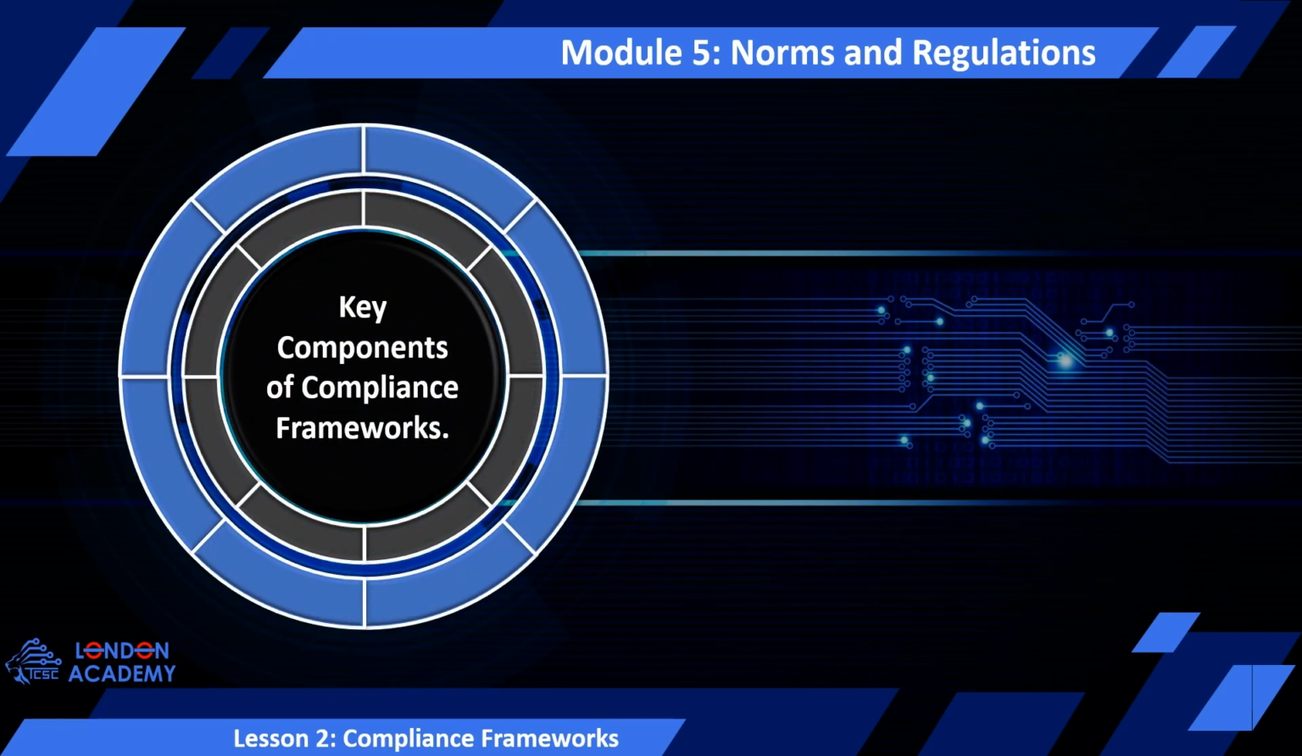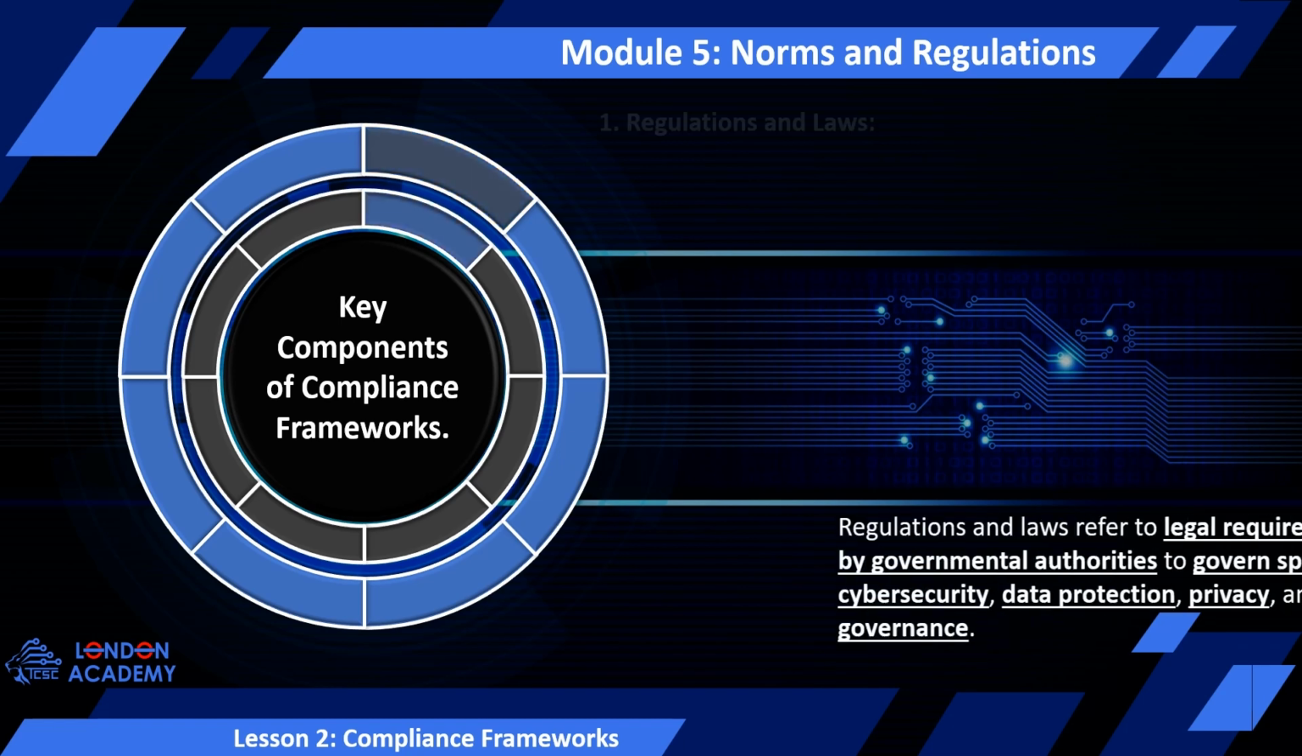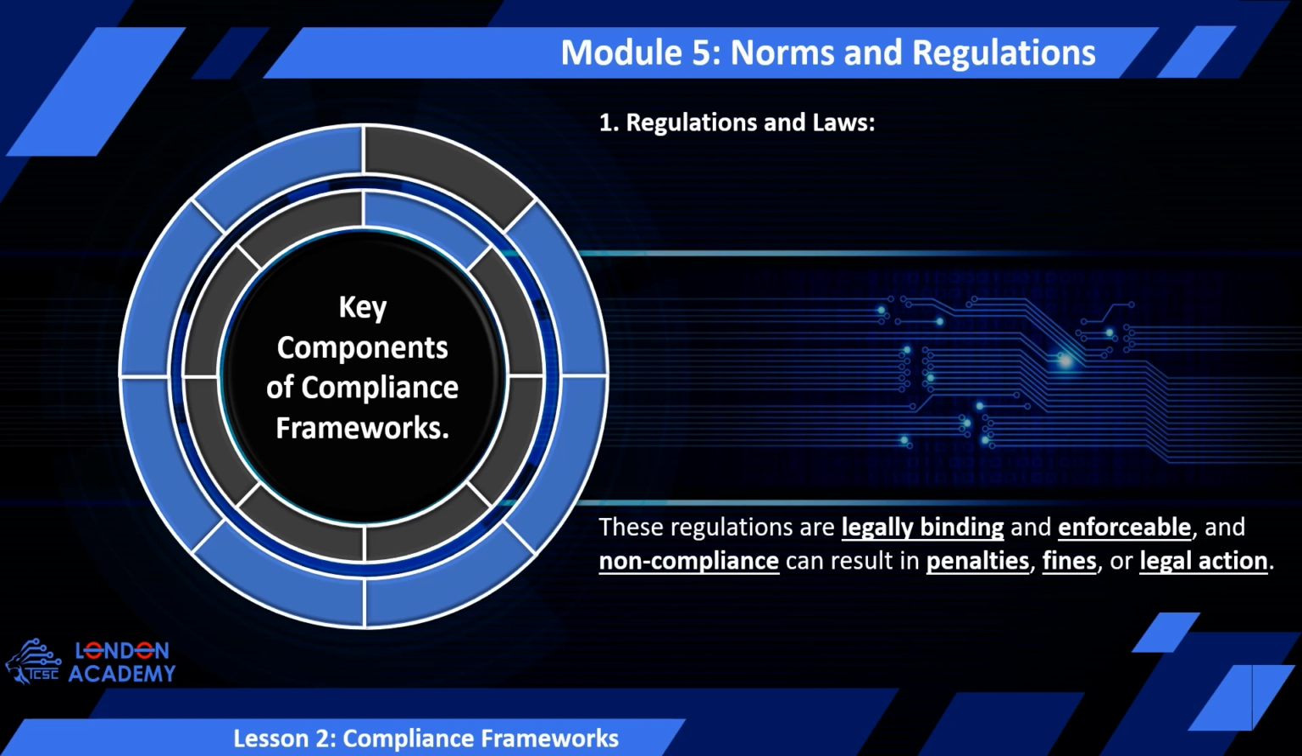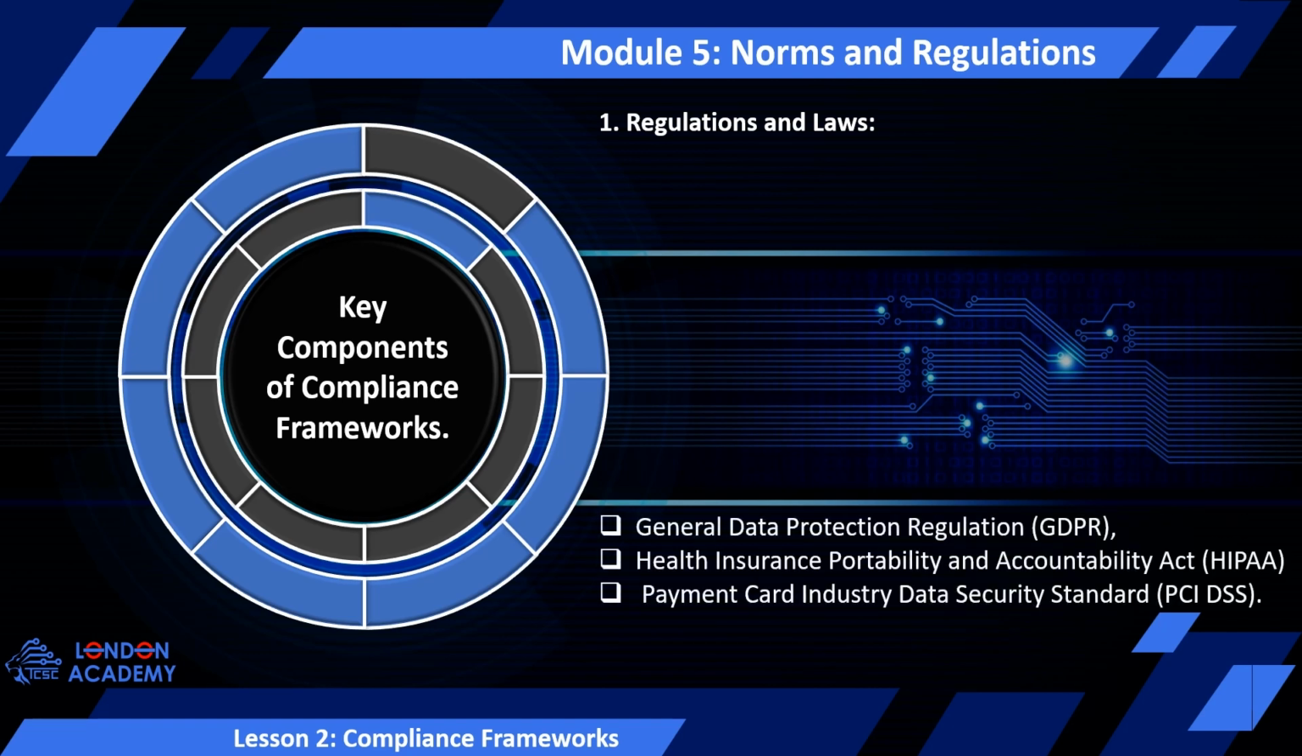Key components of compliance frameworks. 1. Regulations and laws. Regulations and laws refer to legal requirements established by governmental authorities to govern specific aspects of cybersecurity, data protection, privacy, and information governance. These regulations are legally binding and enforceable, and non-compliance can result in penalties, fines, or legal action. Examples include the General Data Protection Regulation, GDPR, the Health Insurance Portability and Accountability Act, HIPAA, and the Payment Card Industry Data Security Standard, PCI DSS.